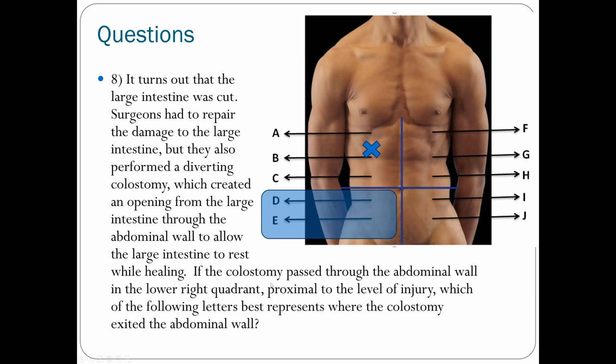So proximal just means closest to. Normally it's closest to the attachment point of an appendage, but when you see it used in this type of situation, it just means closest to. So read closest to the level of injury. So if we look at how far away D is and how far away E is, then it is obvious that the answer would be D because D is closest to the level of the injury.